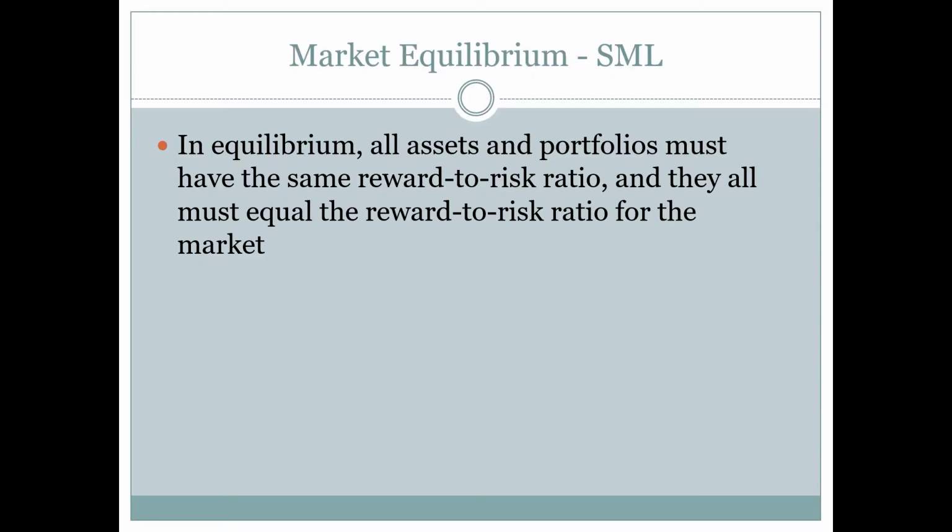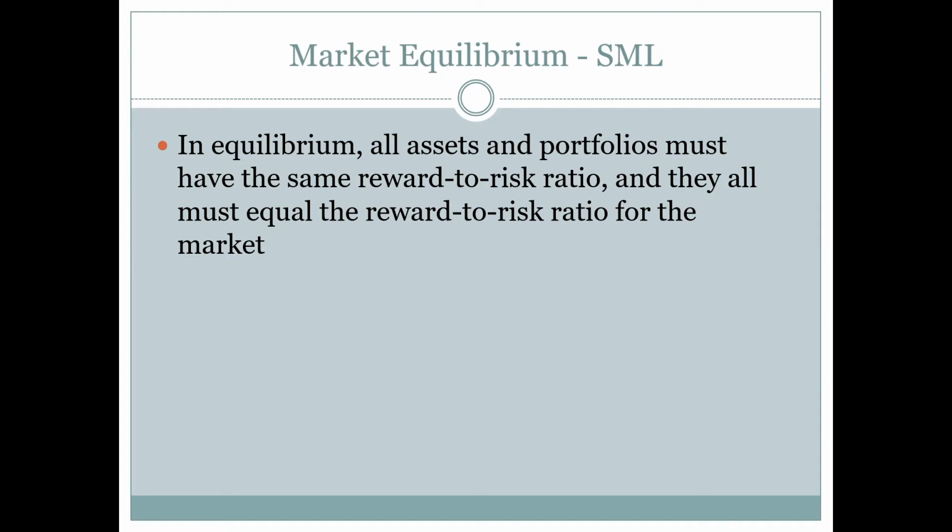So in equilibrium, again, because what equilibrium means is once everything has settled, all assets and all portfolios must have the same reward to risk ratio. Because all the things that weren't on the SML, that didn't have the same slope, have been forced back onto the line by the nature of the market.